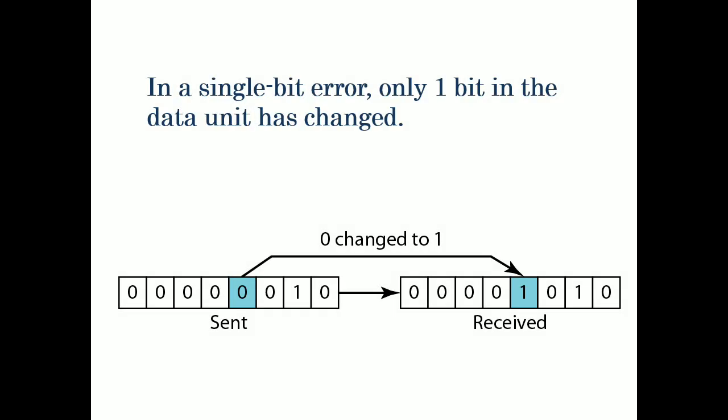The first type of error is single bit error. In a single bit error, only one bit in the data unit has changed. As we see in the diagram, the sender sends the message to the receiver, but a single bit, that is 0, is changed to 1. This type of error occurs in a single bit error.